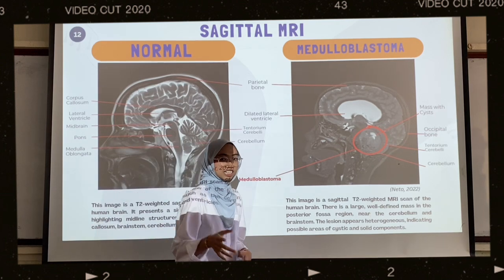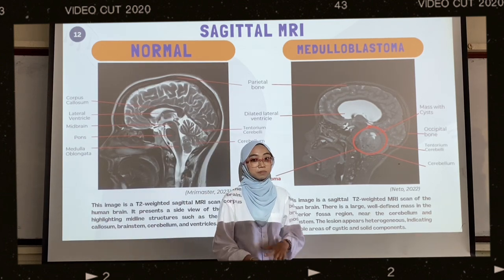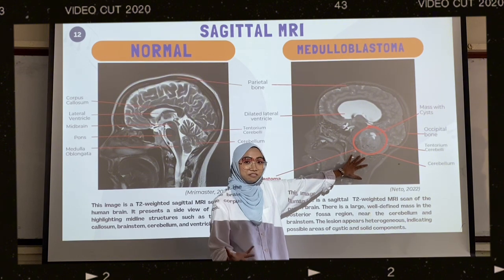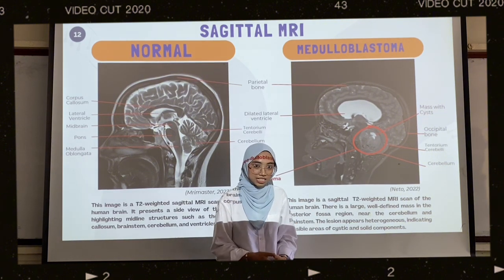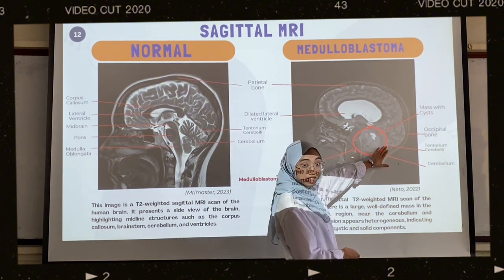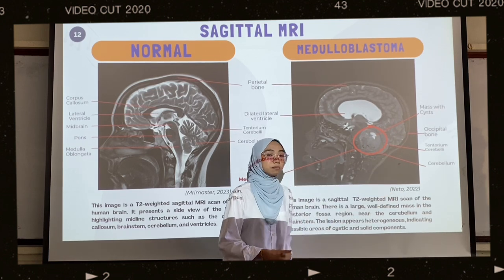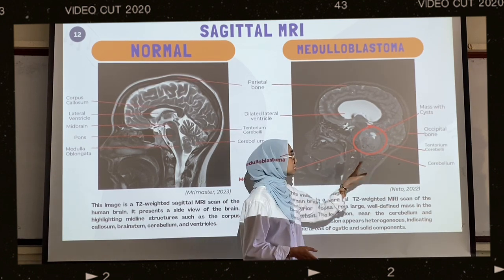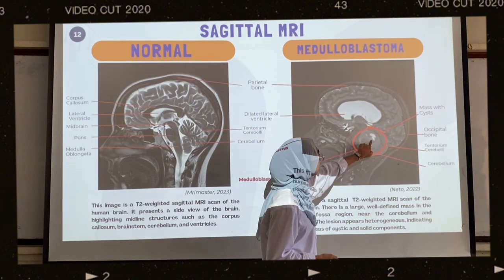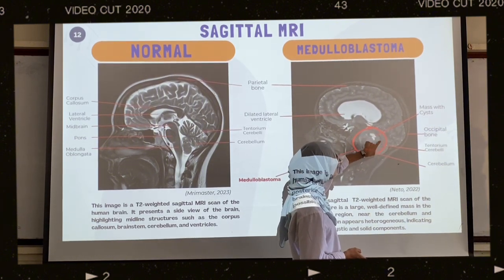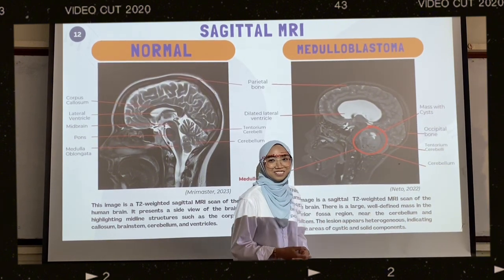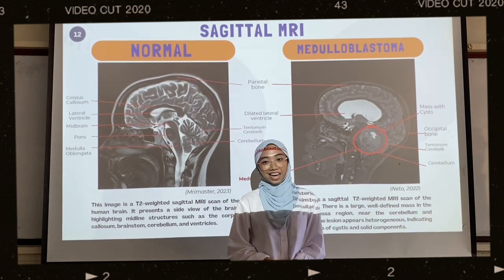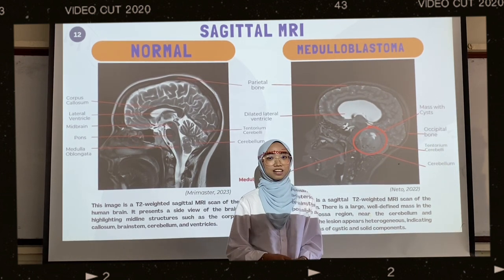However, the sagittal T2 weighted image of the medulloblastoma here reveals a large, well-defined mass located at the posterior fossa region near the cerebellum and the brainstem. The lesion appears heterogeneous with both solid and cystic components. As you can see here, you can see the mass with cyst here, and it causes compression of the cerebellum and tentorium cerebelli and is associated with dilated ventricle.